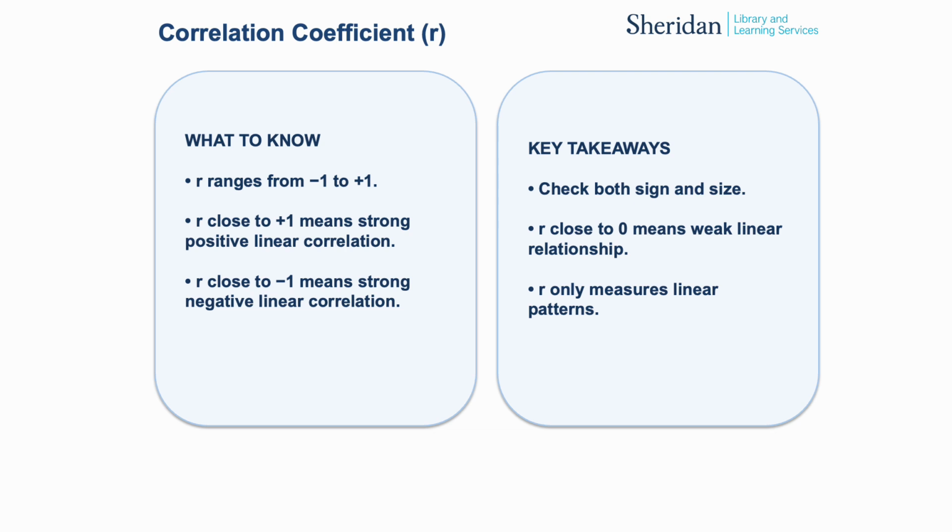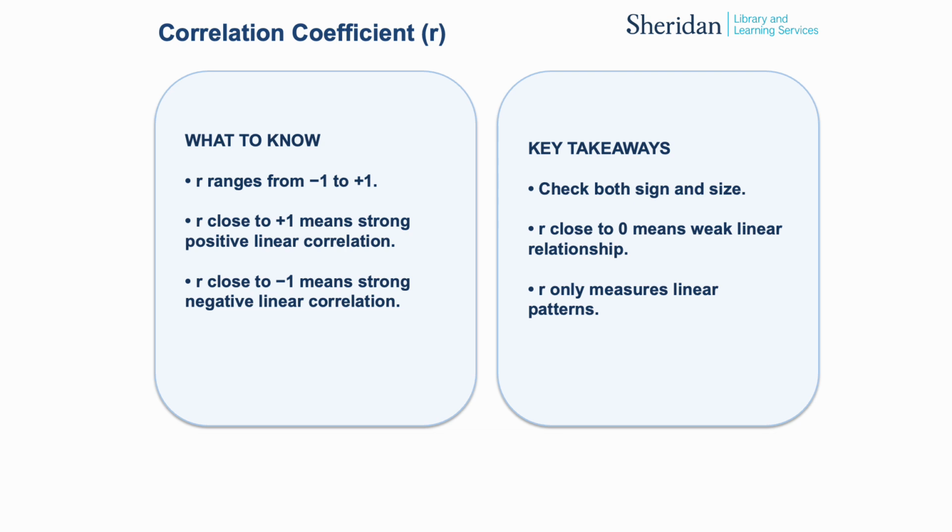Notice I emphasize the word linear. This is an important point because many students misunderstand what R equal to 0 actually means. R equal to 0 does not necessarily mean there is no relationship at all. It only means that there is no linear relationship. The correlation coefficient only measures linear relationships.